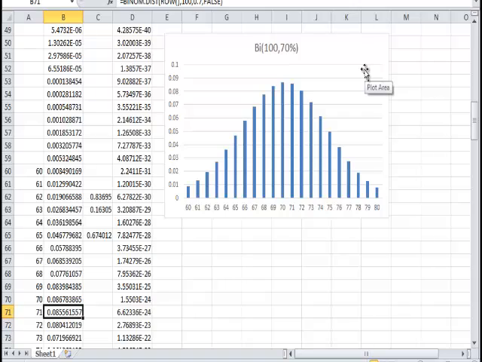So 70% has 8.6% probability. So in 1,000 days, how many days will we see 70? Yes. In 1,000 days, 86 exactly.